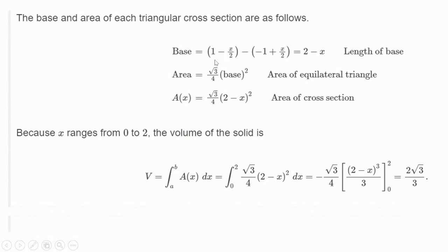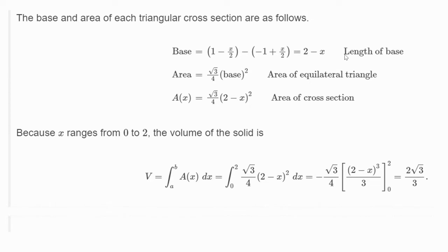Now look what happens when you do this. 1 minus a minus 1 is 1 plus 1 is 2. And here I have minus x over 2, but this is minus a minus x over 2. X over 2 minus that. So minus 1/2 x and another minus 1/2 x is this. So the length of the base is 2 minus x.